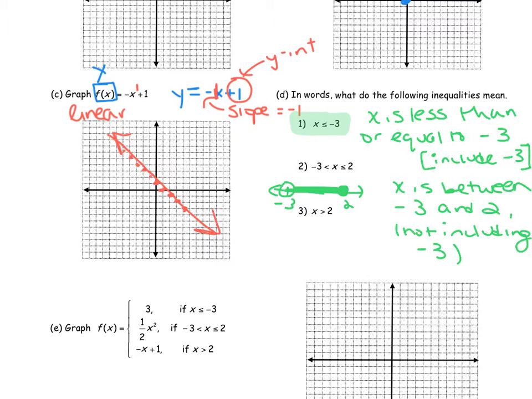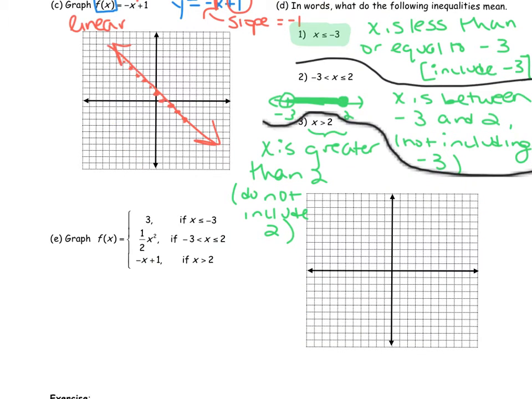Okay, and then lastly, here we have x is greater than 2, and we do not include 2, which makes sense. If you want a number bigger than 2, 2 is not bigger than 2, so we do not include 2. All right? Okay, so I just kind of broke that out for us.